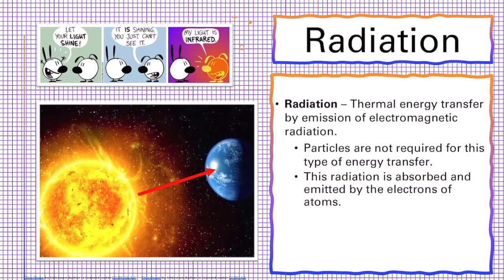Okay, so a good example of this would be the sun. There's a lot of space in between the sun and Earth, and so there's not very many particles there where energy transfer can take place. And so the energy that we get from the sun comes from radiation, comes from electromagnetic waves that are able to be transported over long distances without particles.